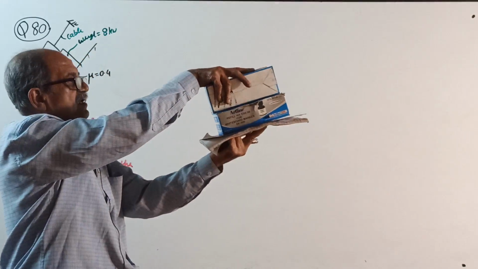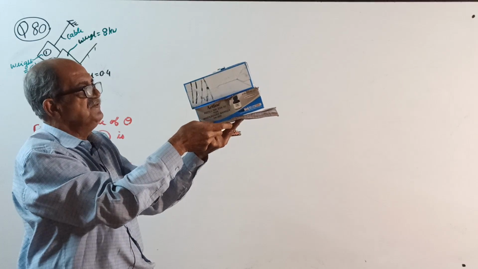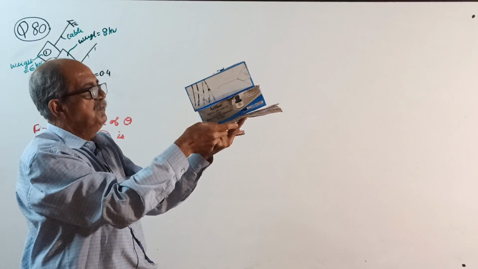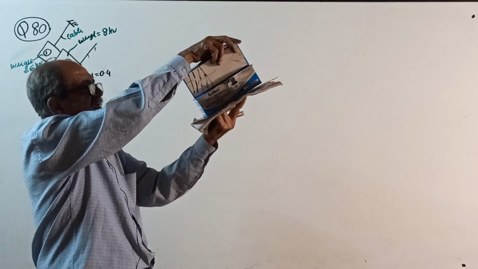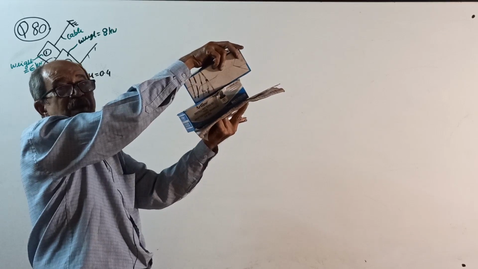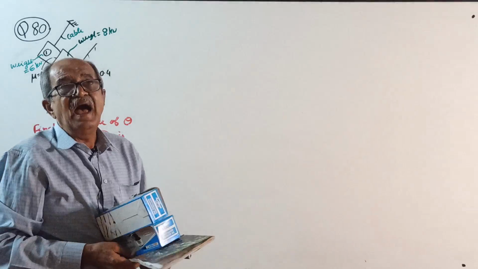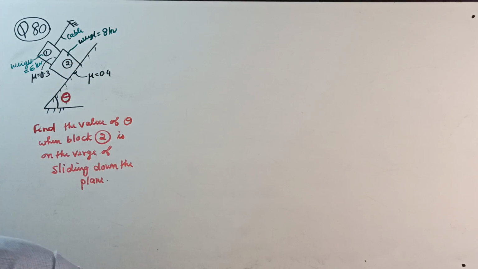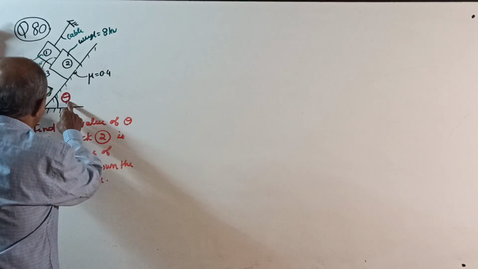This way, you connect by a cable, it does not matter. But as you increase the angle, at one particular angle, with the cable there, block P slips down or slides down. That angle they want. So here theta is the unknown, or in the question I told this angle theta.